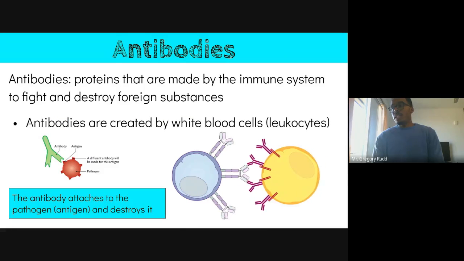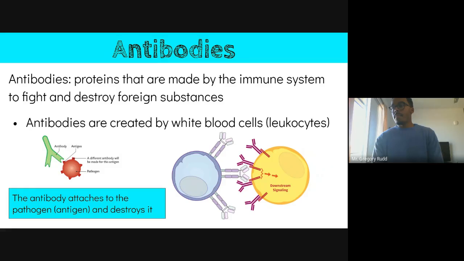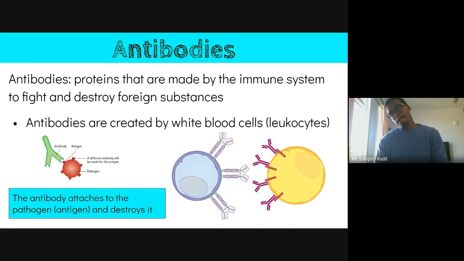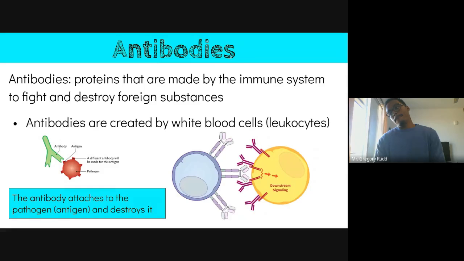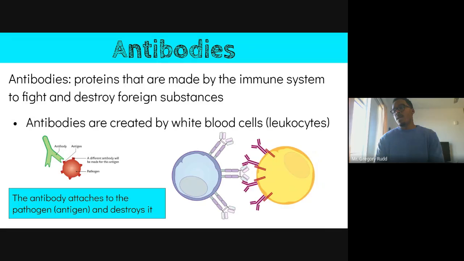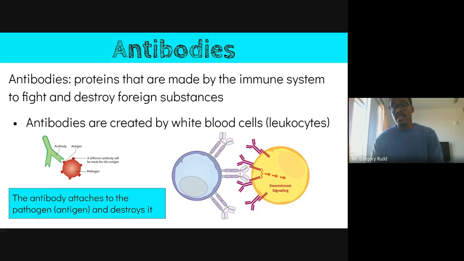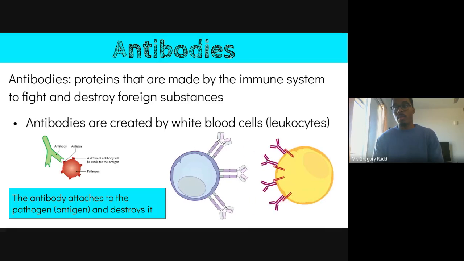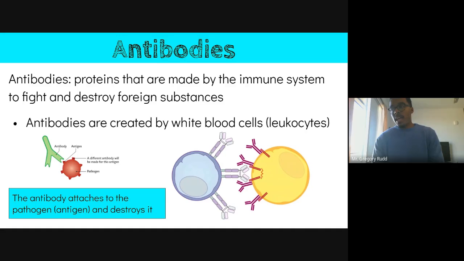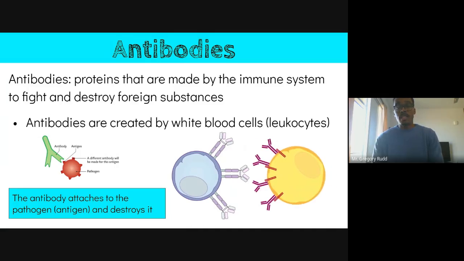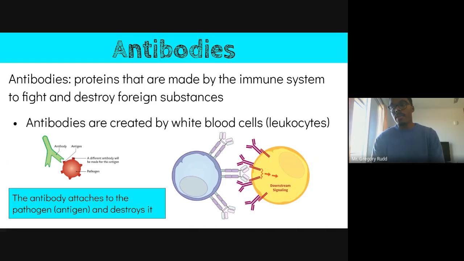As Ayana mentioned, we've got antibodies, which are proteins that are made by the immune system to fight and destroy foreign substances. Okay, so antibodies are a lot like enzymes. Enzymes are another class of proteins. Both enzymes and antibodies really rely heavily on specificity, which means that their shape really matters.